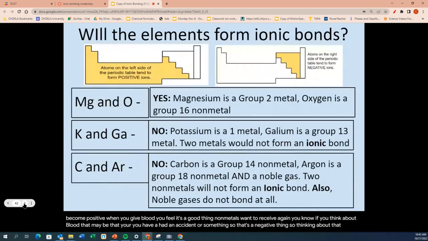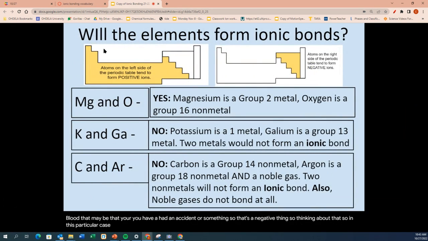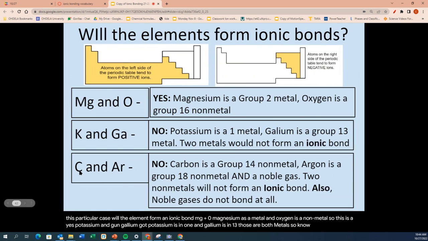So thinking about that, in this particular case, will the element form an ionic bond? Mg and O. Magnesium is a metal, and oxygen is a nonmetal, so this is a yes. Potassium and gallium. Potassium is in group 1 and gallium is in group 13. Those are both metals, so no. Carbon and argon. Carbon is in group 14. It's a nonmetal. Argon is also a nonmetal. It's a noble gas, so it doesn't want to make a bond with anything. So no, they don't make an ionic bond.